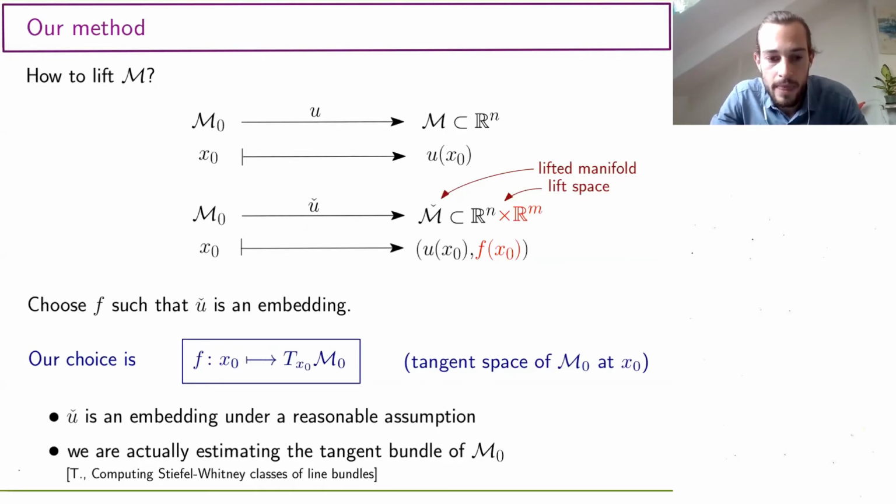And tangent bundles, or more generally vector bundles, allow us to define nice topological invariants such as characteristic classes. So this is something I've done lately. You can read about that on my webpage.